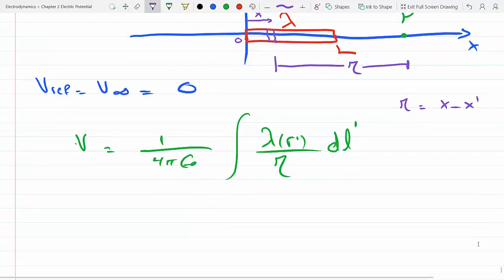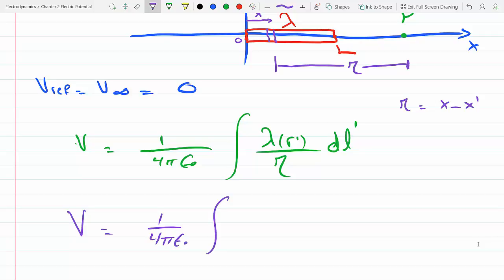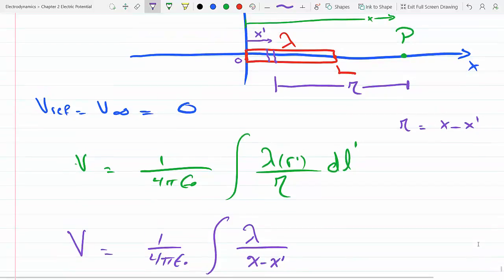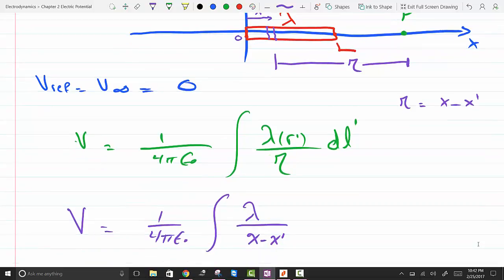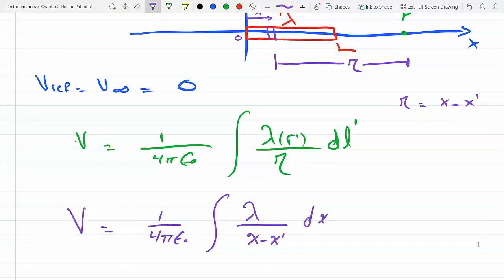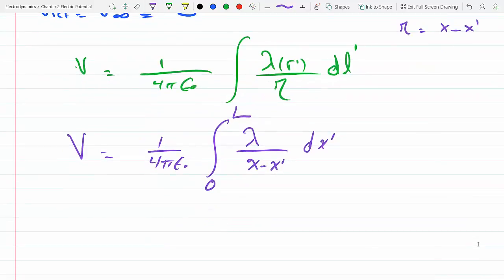So this integral becomes 1 over 4 pi epsilon integral of lambda over x minus x prime. Now you are integrating this. What's dl? It's dx prime because it's every piece along the rod. So this would be dx prime, and we are integrating from the beginning of the rod, 0, to L.